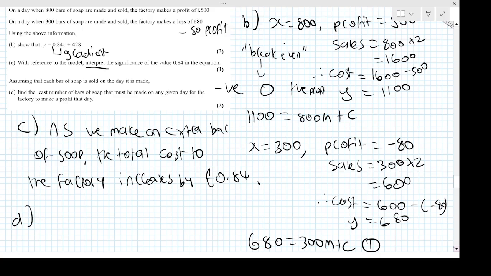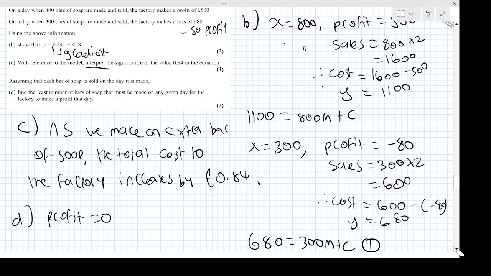It wants the day for the factory to make a profit, that's when it starts to make zero profit, or it goes up from there. So the point where it starts to make a profit is when the profit is zero. Okay, and again we can call that the break-even point if you want to be fancy. But the profit then needs to be zero when it starts to turn a profit or make a profit.